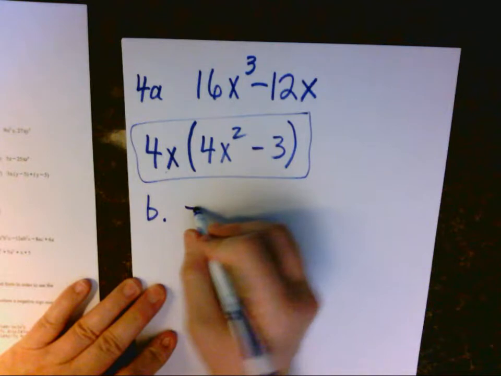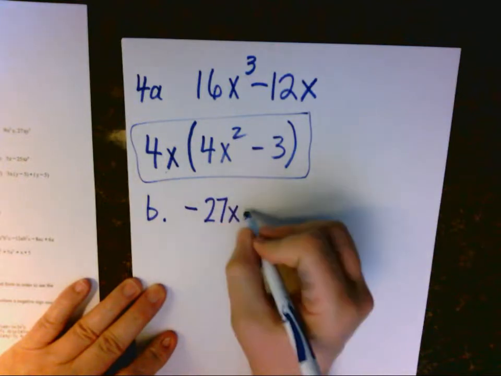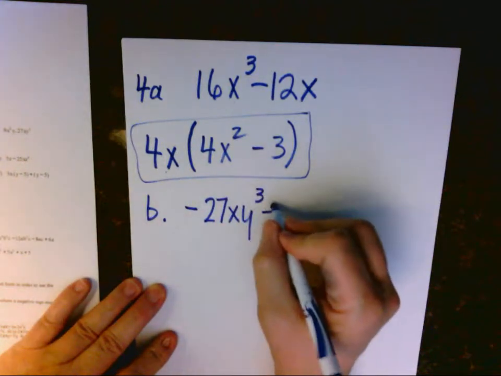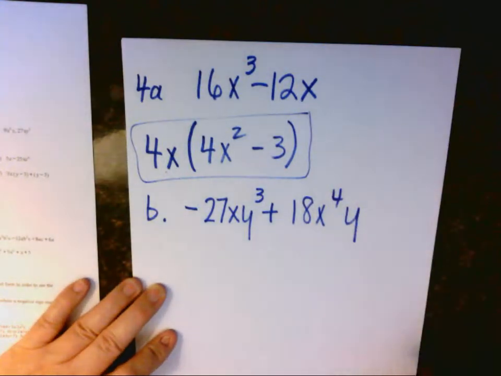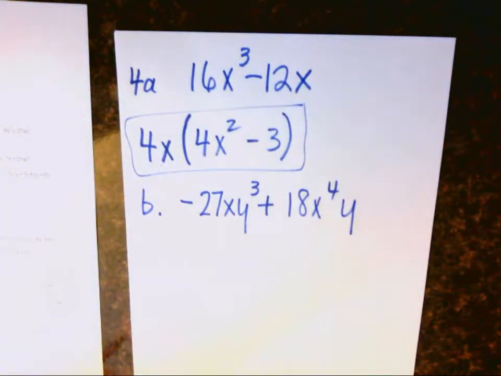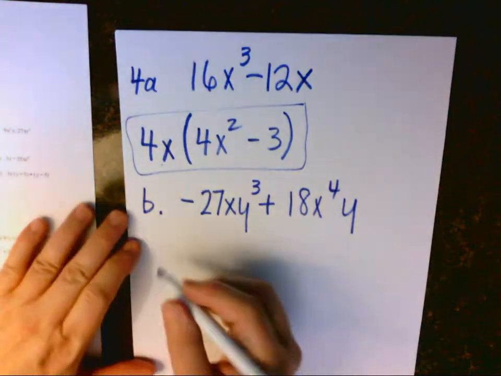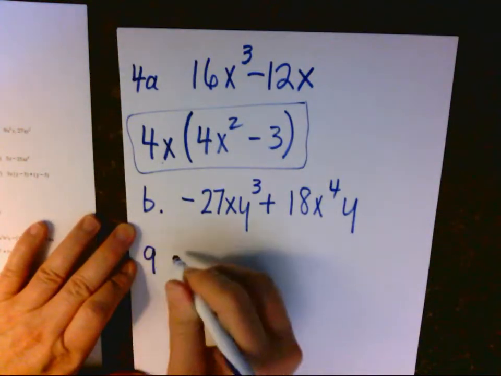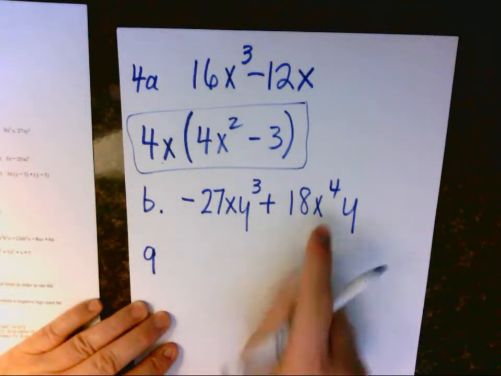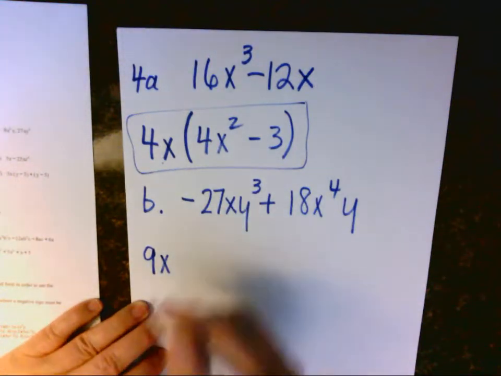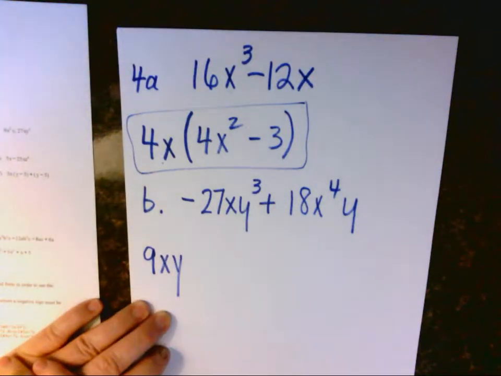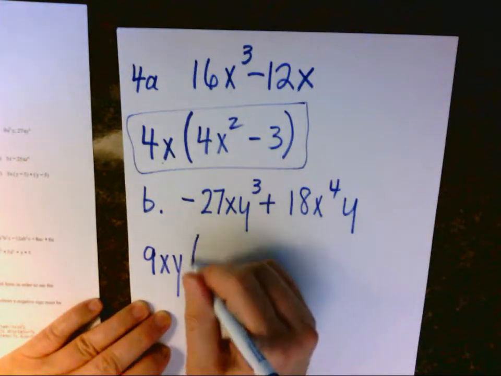Part B says, look at negative 27x y cubed plus 18x to the fourth y. Okay, what is the largest number that will divide negative 27 and 18? 9. Okay, so we're going to divide a 9 out. Now we have x in both of these terms, so we choose the lowest power, that would be x to the first. We have a y in both terms, we choose the lowest power of y, that would be y to the first. And we divide.